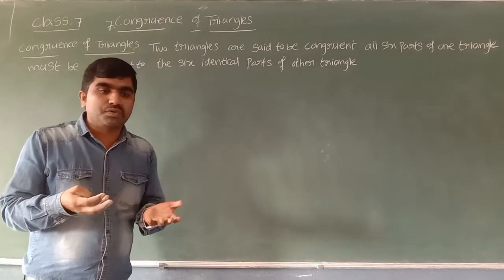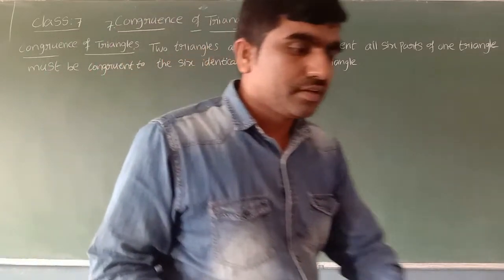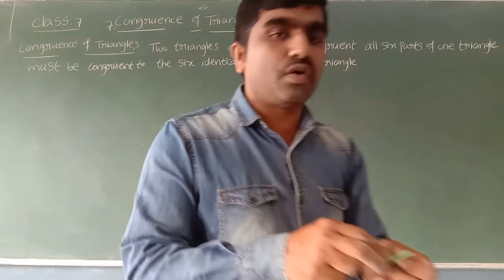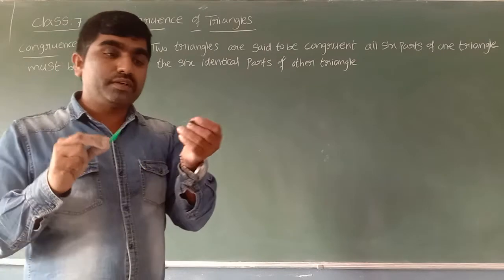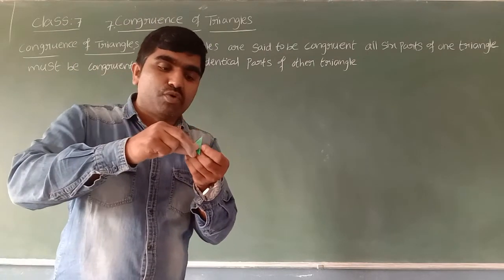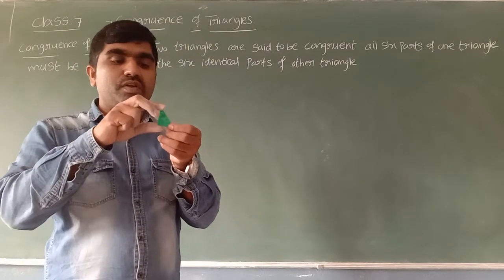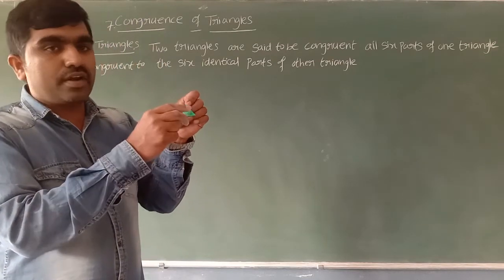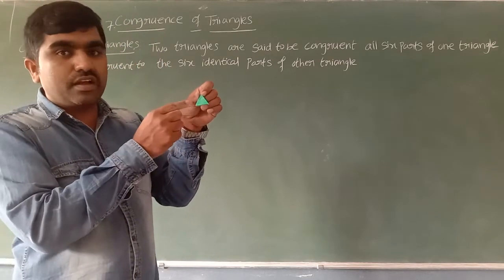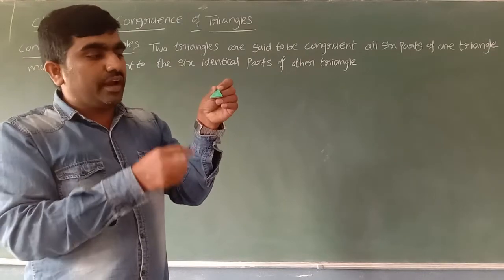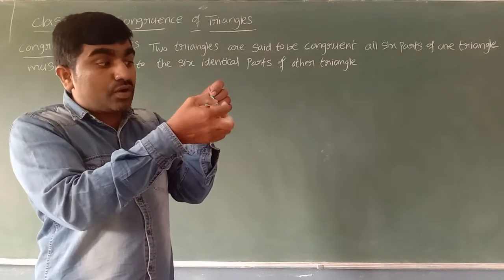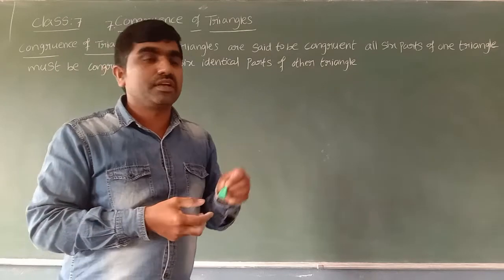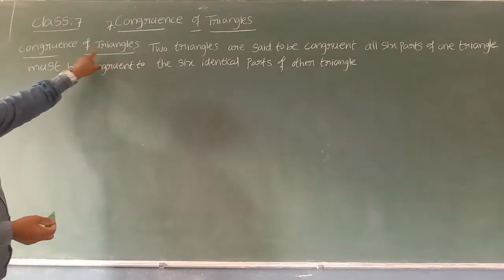See, when can we say two triangles are congruent, beta? Sir, we can say two triangles are congruent when we keep one triangle over the other triangle, both will fit exactly. I mean, both will coincide exactly. Corresponding sides are going to coincide, are going to fit exactly. At the same time, corresponding angles also fit exactly. Now see here, beta, congruency of triangles.